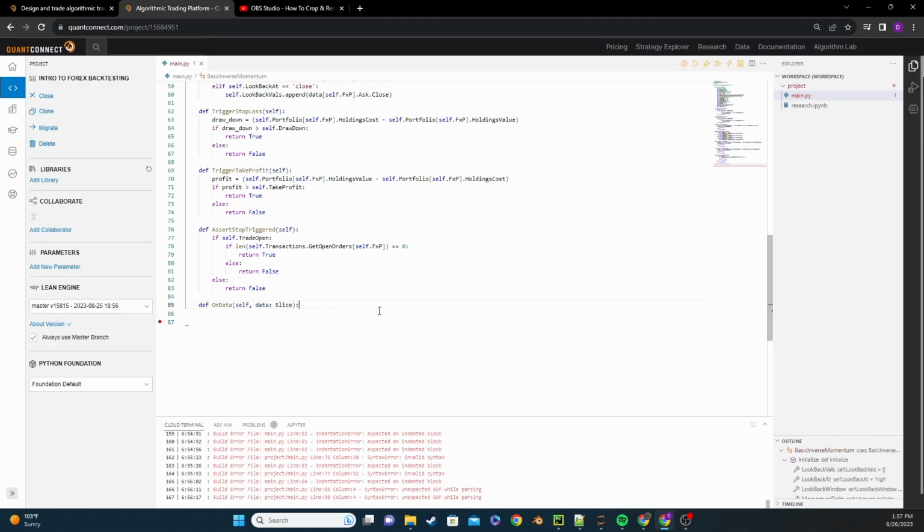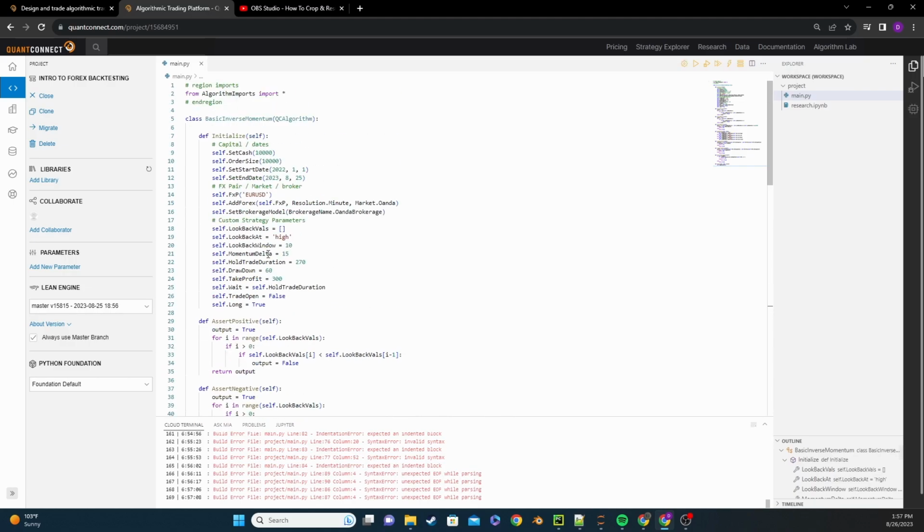Now let's connect it all. Let's put it all into on data and make it work. So first, in on data, we want to save whatever data just came in. Actually, we want to do that first. We want that to be part of our decision. So self.append candle. Done. Okay, we just appended that to our look back vals.